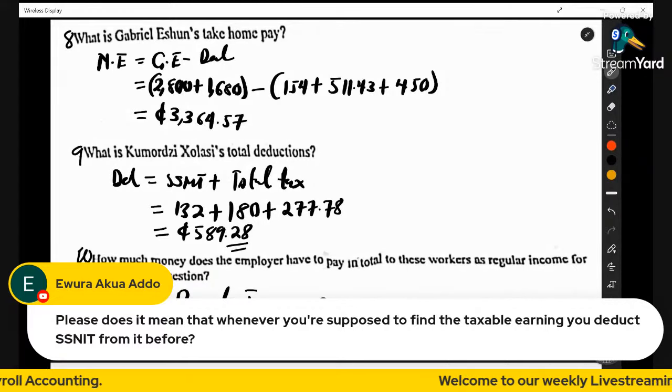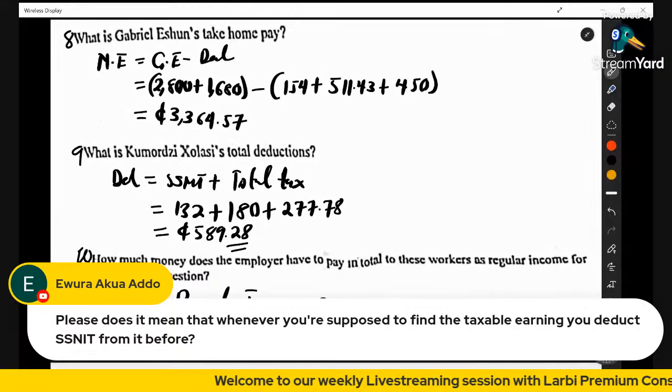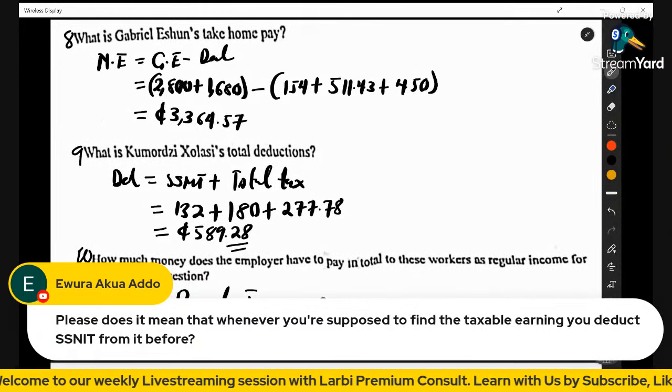So it always depends on how the SNET should be calculated, or on which value the SNET should be applied, whether on the basic earning or the gross earning. If that is so, the question will specify it, so that you know how to calculate your taxable earning in that case.